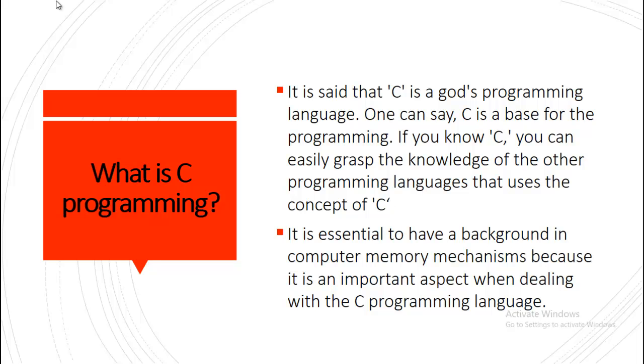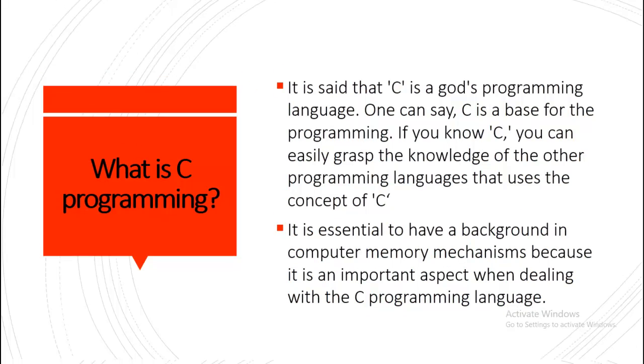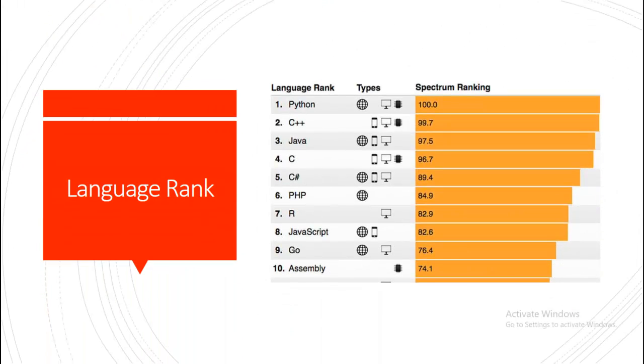If you know C, you can easily grasp the knowledge of the other programming languages that use the concepts of C. It is essential to have a background in computer memory mechanisms because it is an important aspect when dealing with the C programming language. Language rank. This is the rank of languages surveyed in 2018.